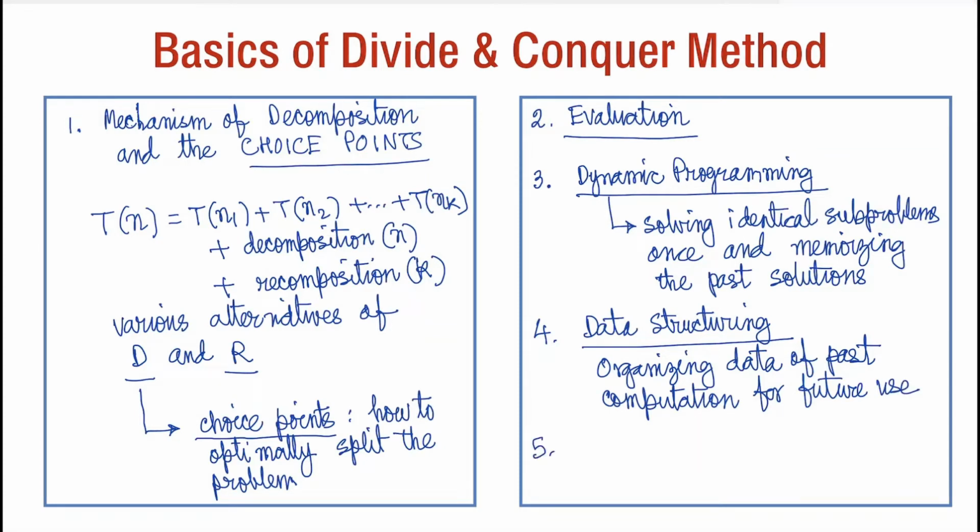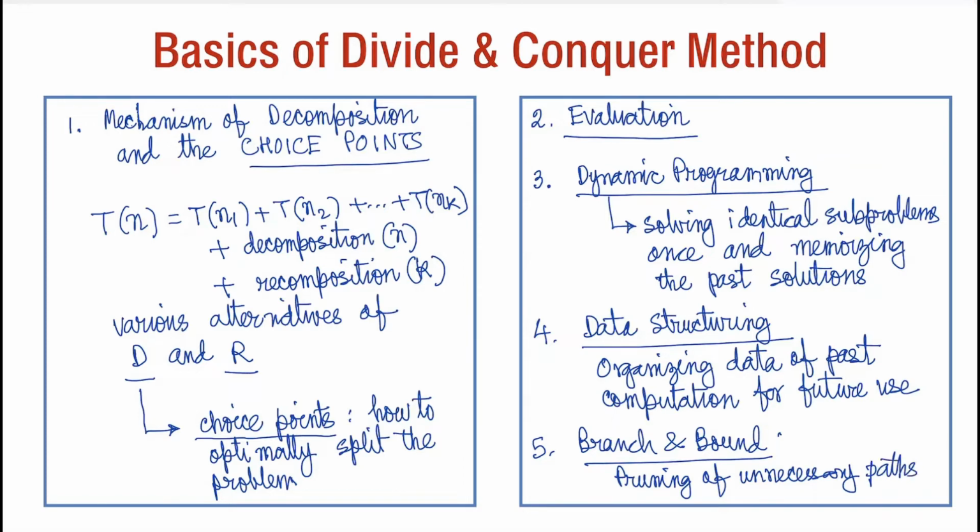And finally, we shall see how the methods of branch and bound enable us for pruning of unnecessary paths in the computation of the recursion tree. And it is this recursion structure itself which yields new kinds of data structures.